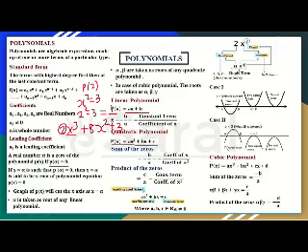Okay, then we'll go for the cubic polynomial. What have we discussed in the cubic polynomial? The standard form will be ax cube plus bx squared plus cx plus d. In that, what is the sum of the zeros? Minus b by a. What is the sum of the products of zeros taken two at a time? We got c by a. Then the product of the zeros is minus d by a.